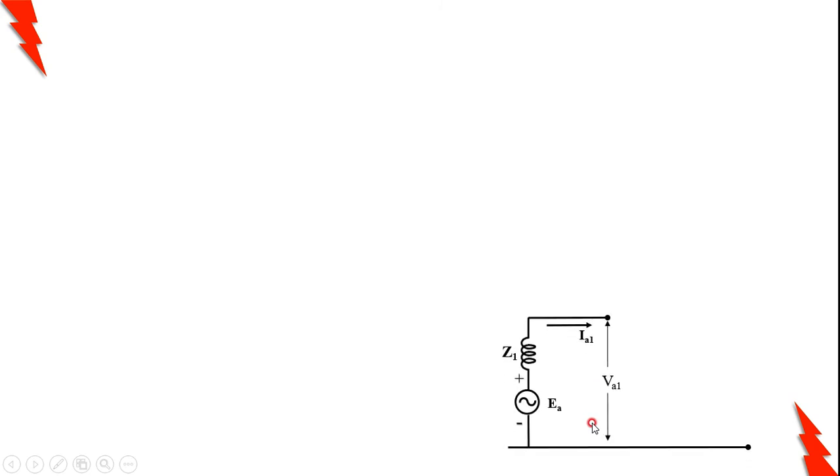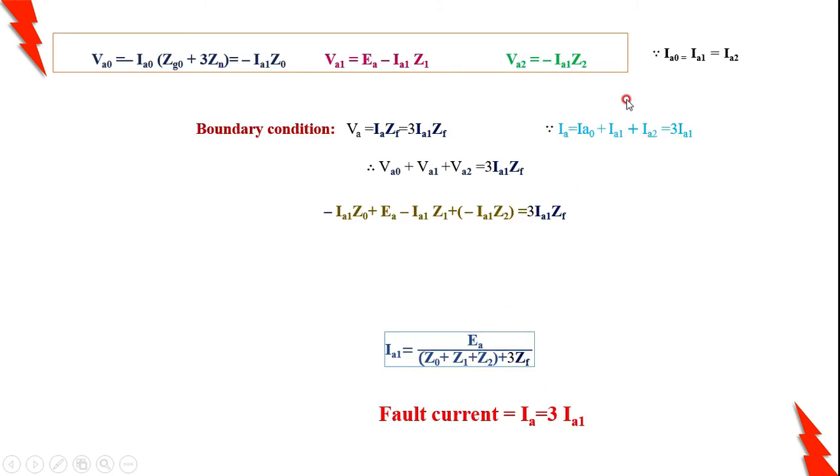Therefore, I will draw all the sequence diagrams. The one condition I am getting here is IA0 is equal to IA1 is equal to IA2. This is for the line to ground fault. Therefore, the currents in all three sequence networks are the same, which means the positive, negative and zero sequence networks are connected in series, because the current in all the networks is equal. Therefore, all the sequence networks are connected in series.